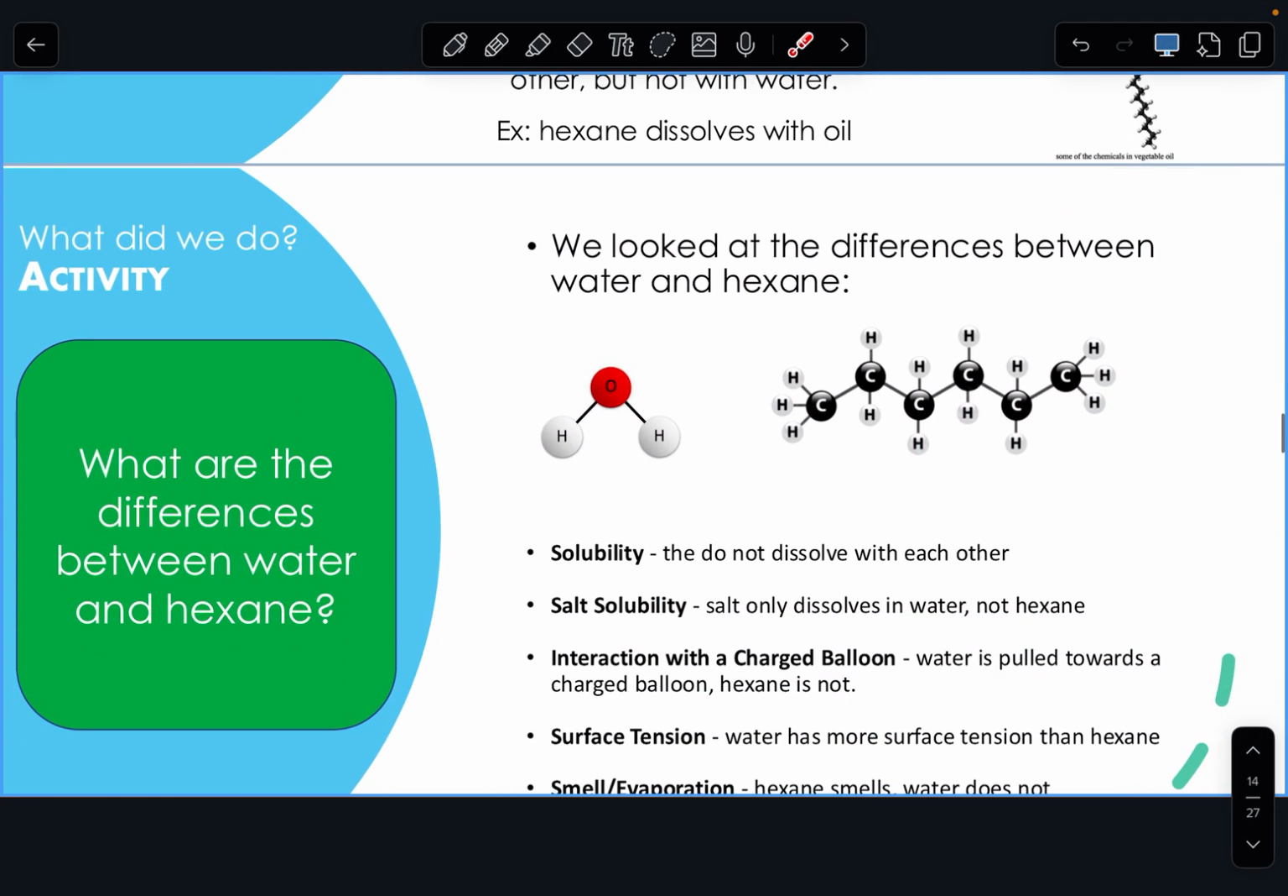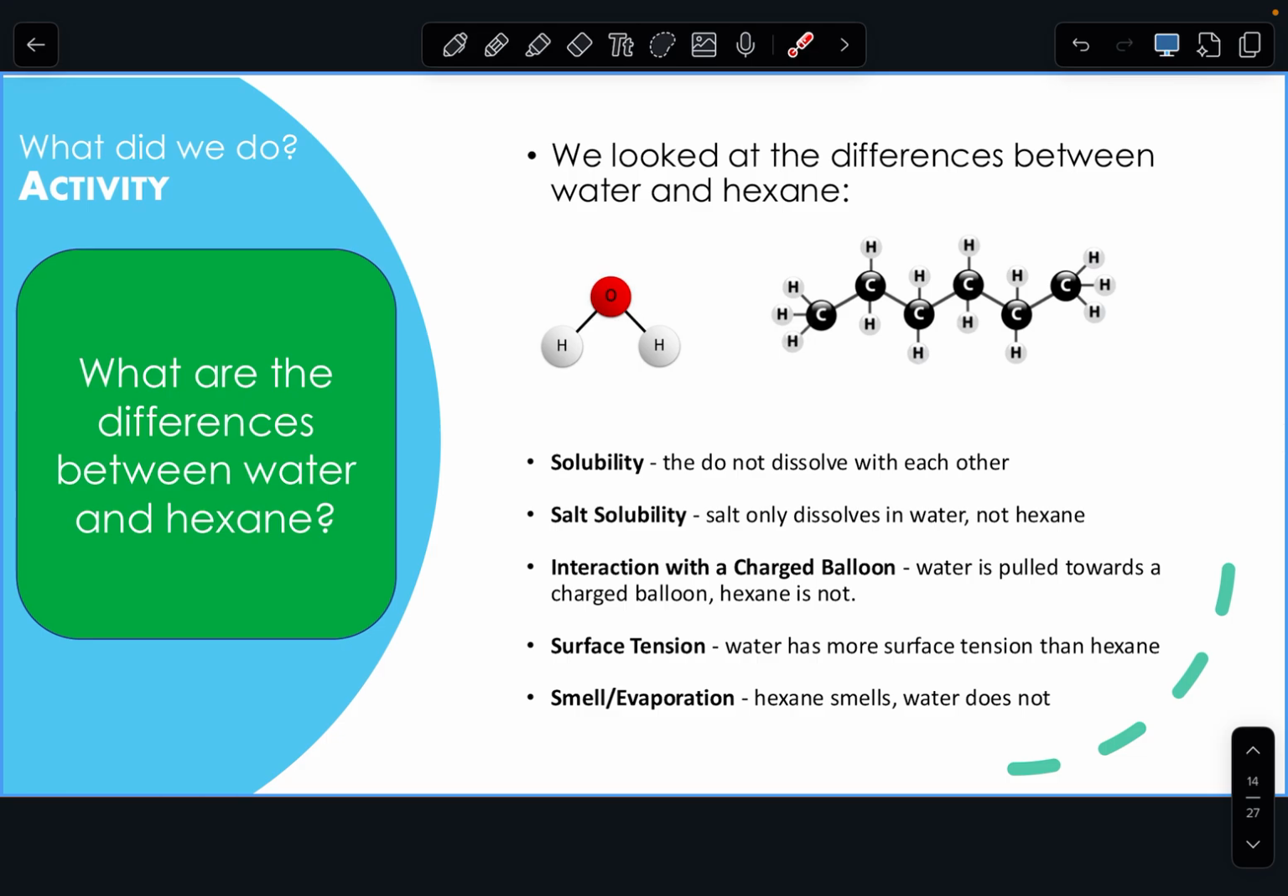So that got us thinking, and I specifically went to the easiest two. These are two clear liquids. They're very accessible for me to get. This is water, this is hexane. So I just said, okay, these are very different from each other. They have nothing in common with each other. Let's see the way they act. So we looked at the solubility. Obviously, they don't dissolve together.